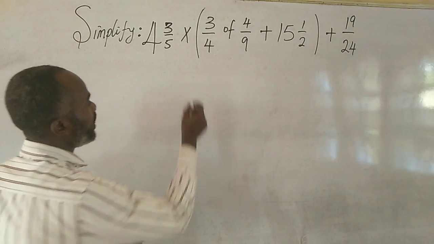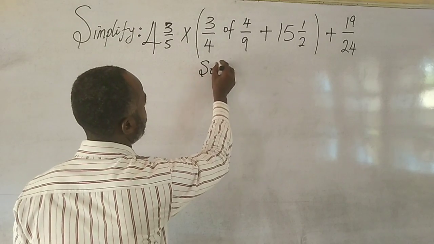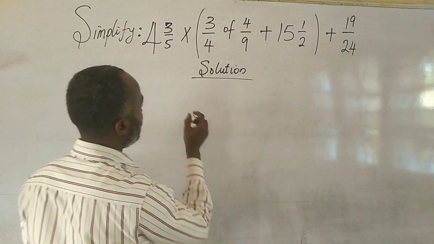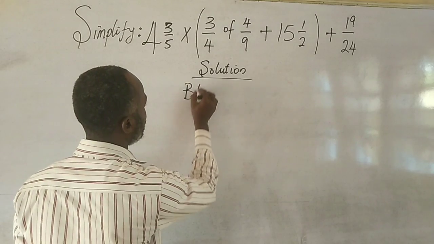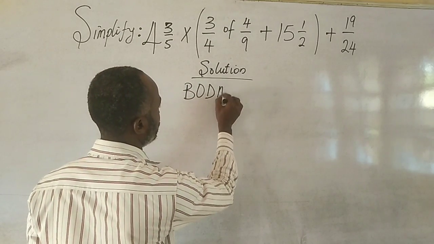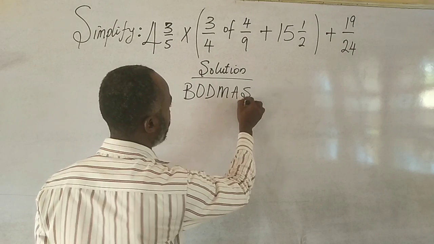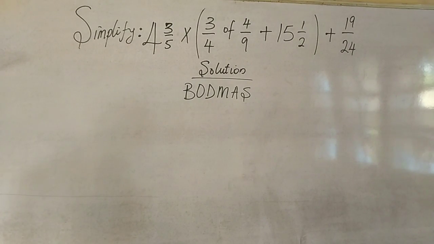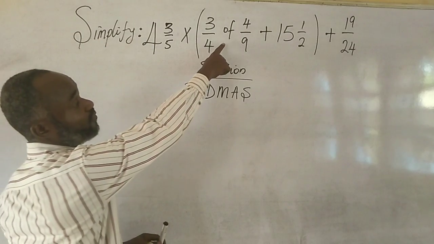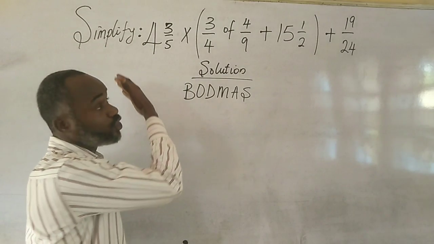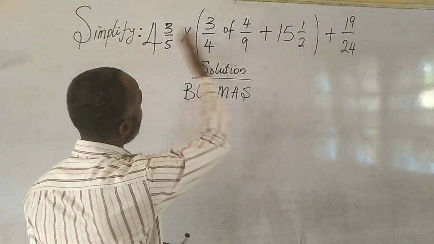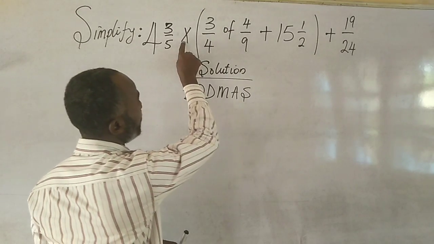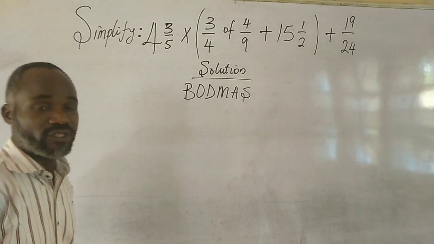So quickly, we write down our solution. Of course, our solution should be the BODMAS application, the BODMAS rule. But because of the presence of "of", first of all, we change this question. We change this "of" to a times or multiplication sign.